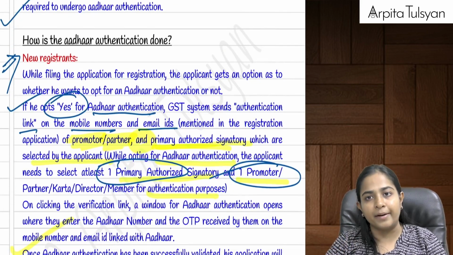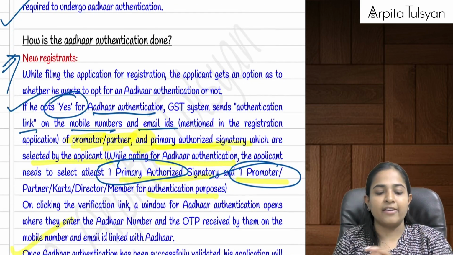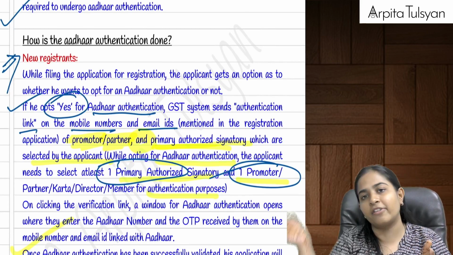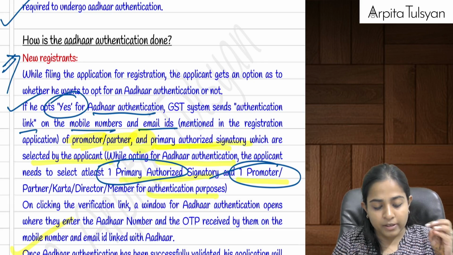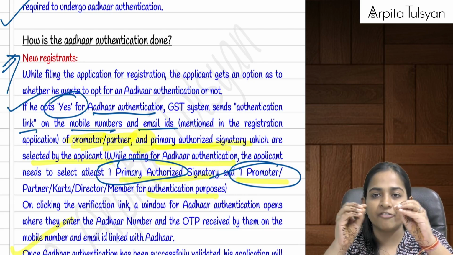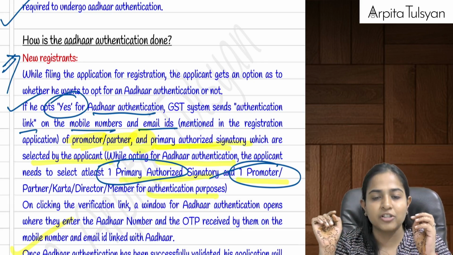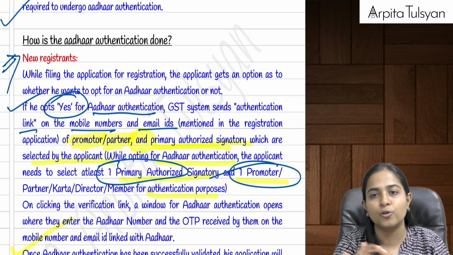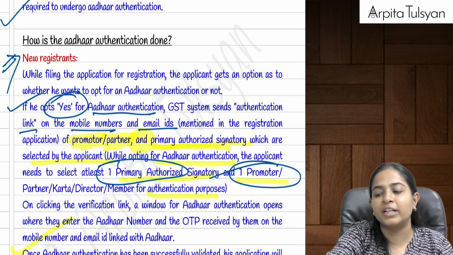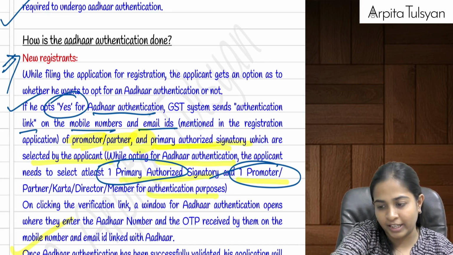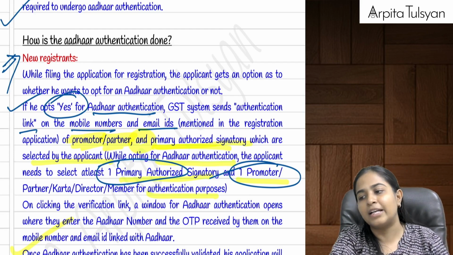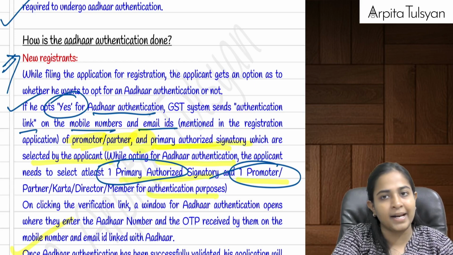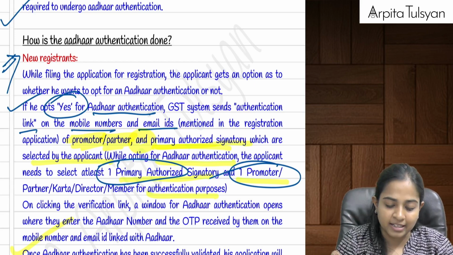Now how is it to be done? Now the procedure varies. If you are a new registrant, then the procedure will vary. If you are an existing applicant, then the procedure will vary. Suppose you are a new person, then at the time when you are filing your GST REG-01, at that time you have the option to choose whether you want to go for Aadhaar authentication or you don't want to go for Aadhaar authentication. If you say that yes, you want to go, then the Aadhaar authentication link will be sent to your mobile number and to your email ID which you had provided at the time of GST registration.